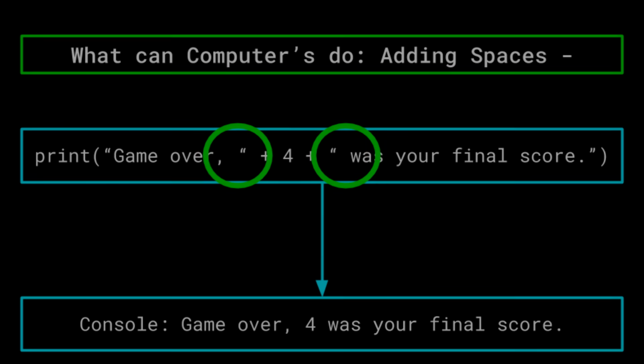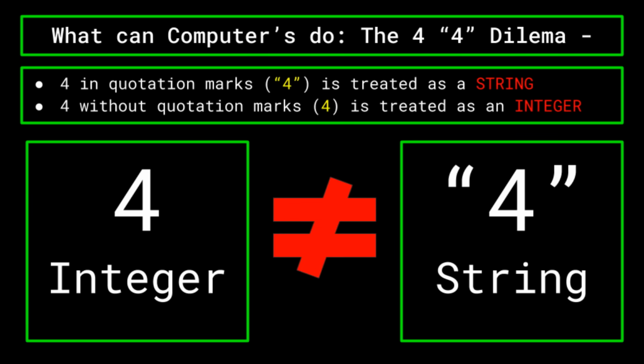Another important thing to note is the difference between "4" in quotation marks and 4 without quotation marks. Now, "4" in quotation marks is treated as a string, rather than 4 without quotation marks, which is treated as a number. This may not seem like a big deal, but again, computers are dumb, and if you try to do math with a number in quotation marks, it will return an error because the computer doesn't understand that you're trying to perform the operation on a number, and it thinks you're trying to add an integer to a string, which is a big no-no in programming when you're adding numbers.